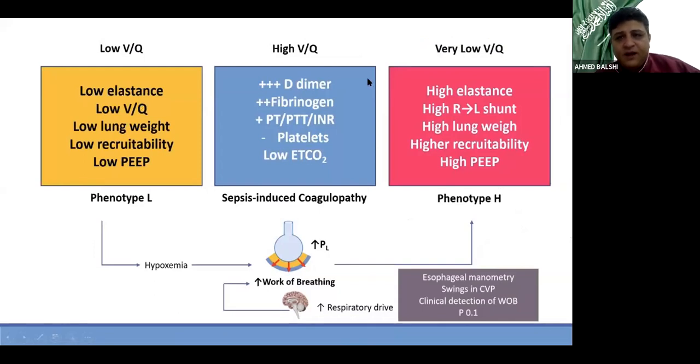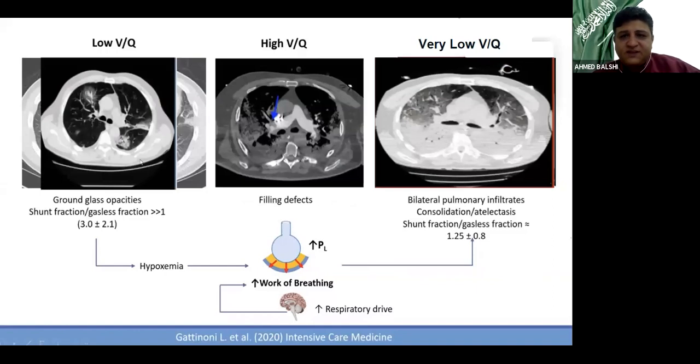Regarding type H, it comes from high: high elastance, which means low compliance, high lung weight, higher recruitability, and higher PEEP, which is the opposite of the low type. This is the CT scan cut of the lung of high type H, where we found most of the lung is affected. There is a huge ground glass appearance affecting most of the lungs bilaterally, with consolidation here. This is called heavy lungs, stiff lungs, which need recruitment, higher PEEP, and mechanical ventilation.